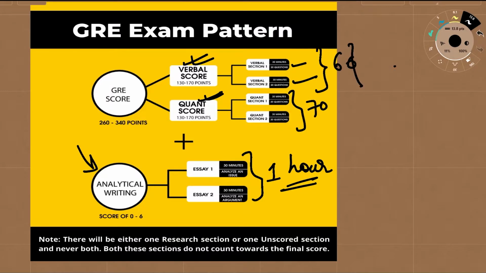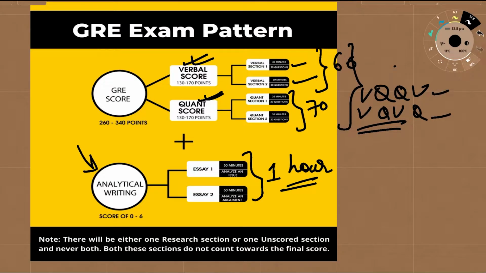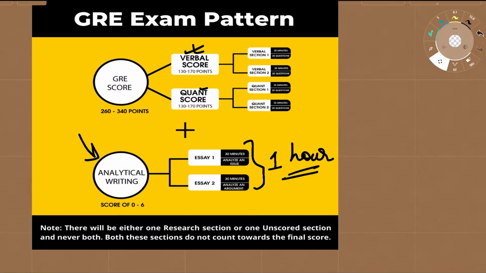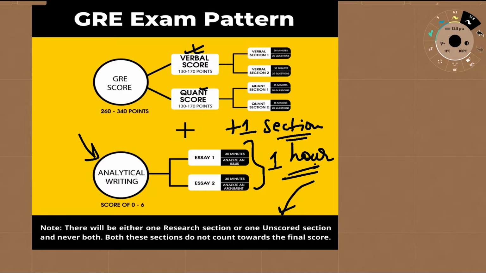These 4 sections can come in any order. You can have verbal, quant, then verbal, or you can have one verbal, one quant, one verbal, one quant. It's very important to remember that there is no specific order. Another thing you have to understand is that after these 4 sections, you will have something called an unscored section. As you can see over here, the unscored section means that you will not be given any marks for this section. This section is for GRE research purposes.